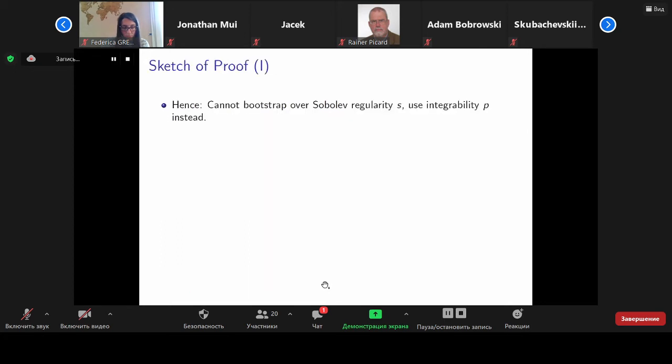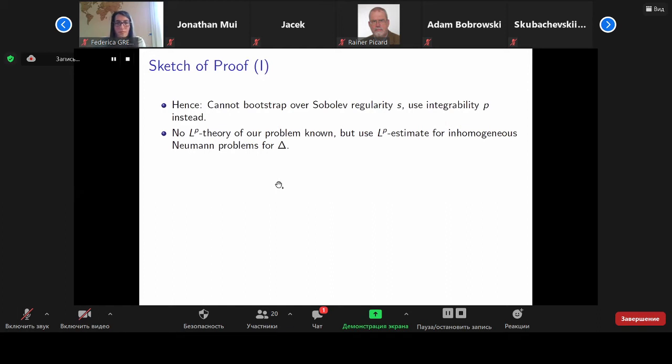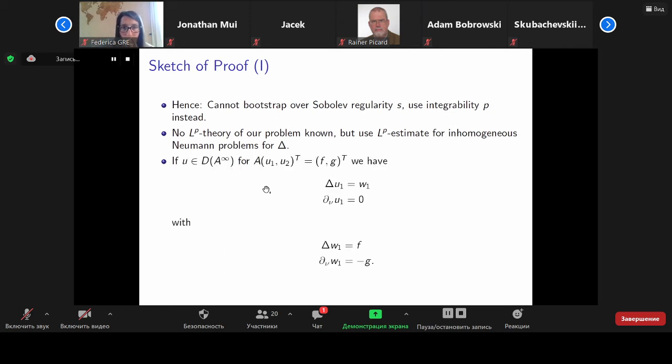So unfortunately, we cannot increase the Sobolev index to obtain Hölder continuity, but there is another way to obtain Hölder continuity, and this is by increasing the integrability index p. Now, as I just mentioned, unfortunately, we don't know anything, at least yet, about L^p theory. But there is some way to circumvent this, because if u is in the domain of A infinity, then suddenly the system decouples into two second-order systems, which just become a homogeneous and an inhomogeneous Neumann problem.